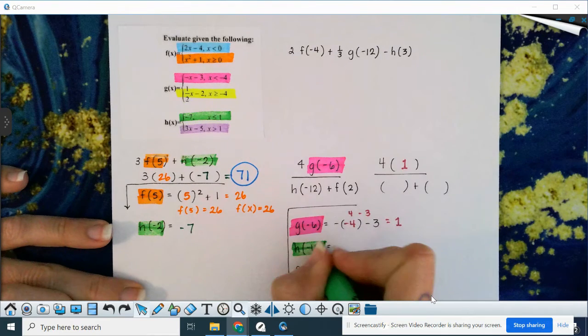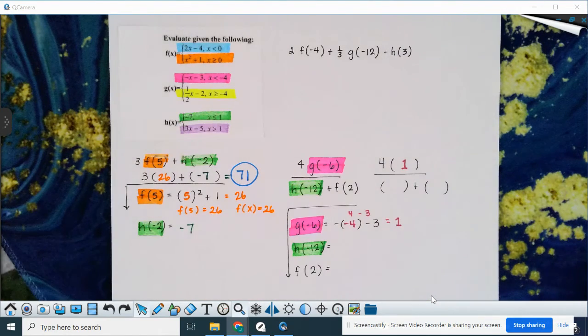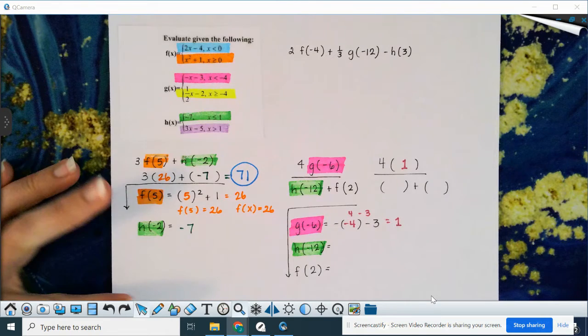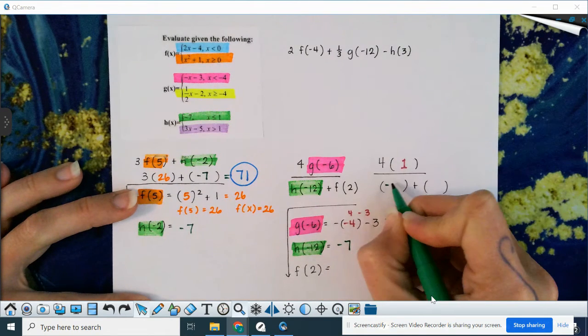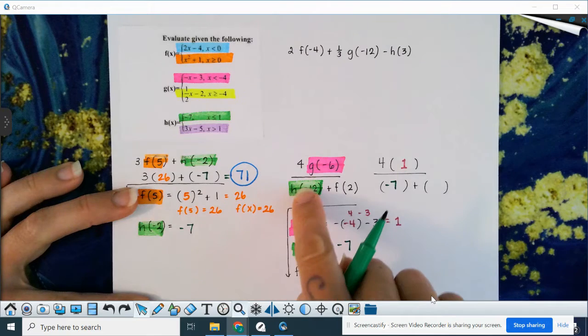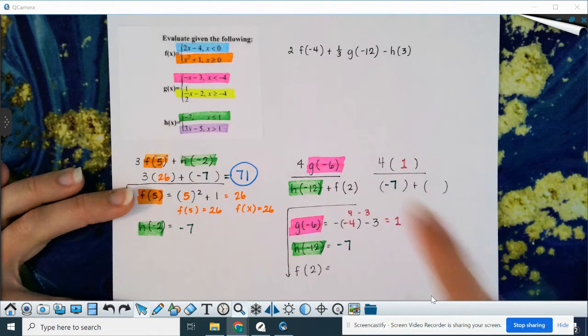And again, as I mentioned, that's our favorite because that means we just have an answer of a negative 7 and we're done. There's no math to be done. So we're plugging it in the place of H of negative 12 is equal to negative 7.